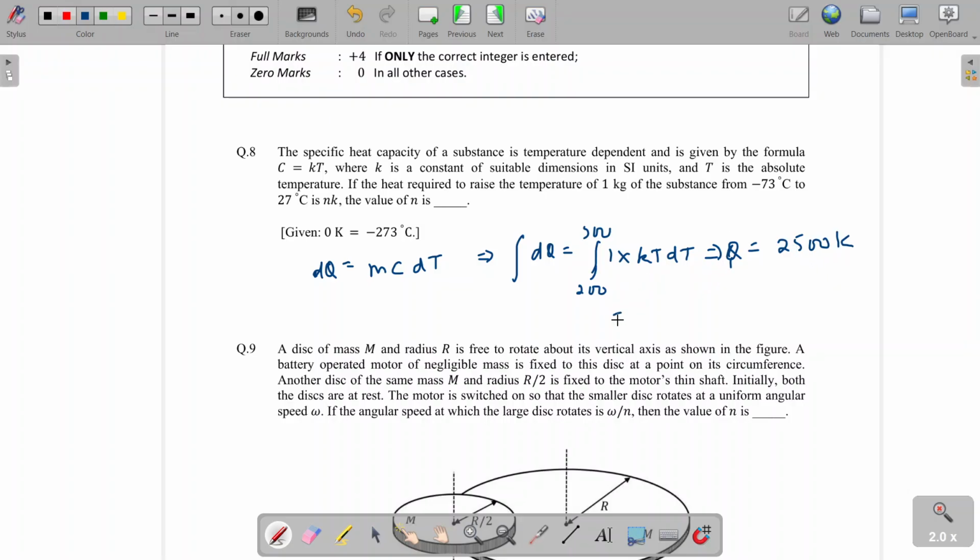I can show the integration as well. This is kT square by 2 and the limits are 200 to 300. So this is k times 300 square minus 200 square upon 2. So this would be 2500 k. So the value of n is going to be 2500.